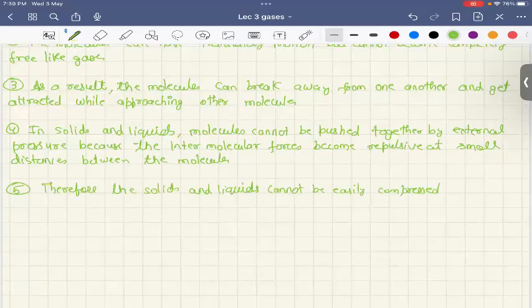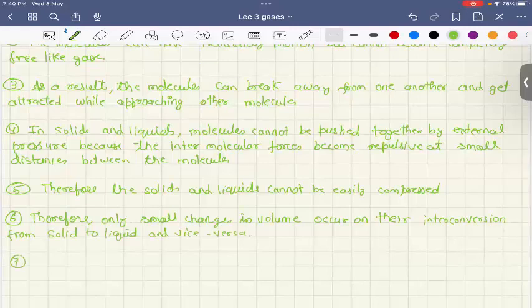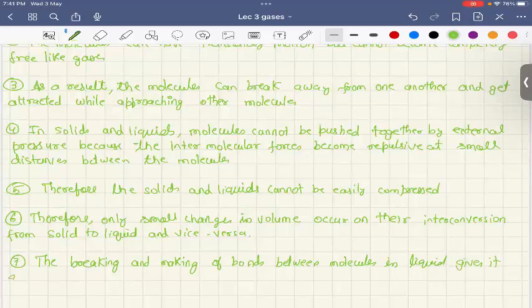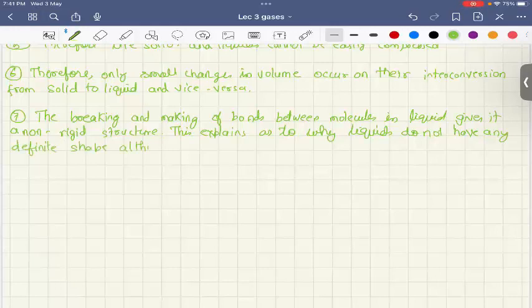Therefore, only small changes in volume occur in their interconversion from solid to liquid and vice versa. The breaking and making of bonds between the molecules in the liquid state gives it a non-rigid structure, and this explains why liquids do not have any definite shape, although they have definite attractive interaction energy between the molecules.